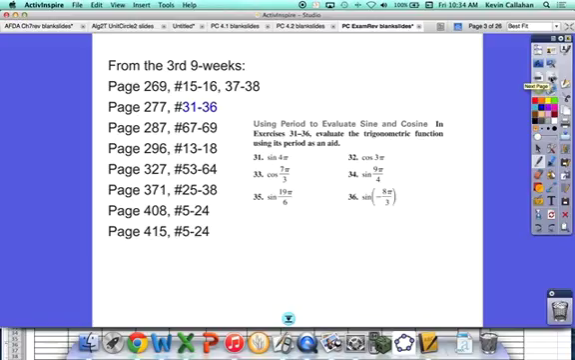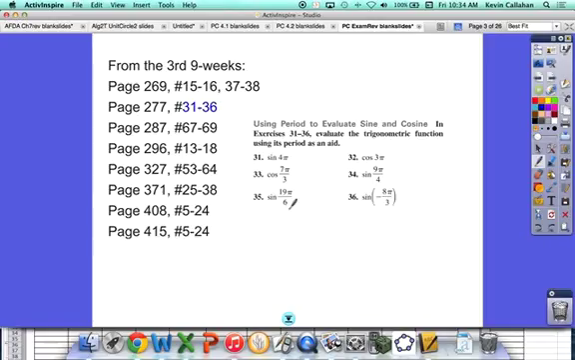Next, page 277, 31 to 36. Evaluate the trig function using the period as an aid. What do they mean by that? When they ask for this, what they're saying is, we want to use the unit circle to evaluate these functions. But the unit circle goes from 0 to 2 pi, and these are not 0 to 2 pi. So how are you going to get an angle in between 0 and 2 pi so you can use the unit circle, which, by the way, you need to know, it's not going to be given.